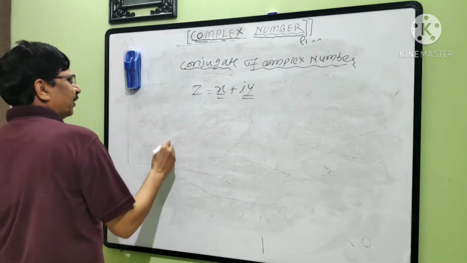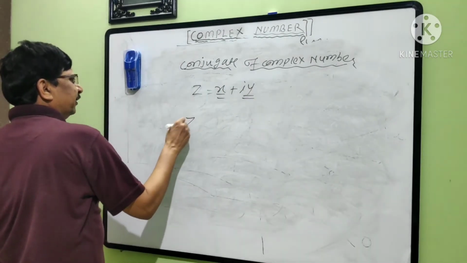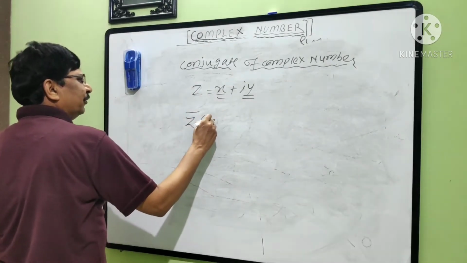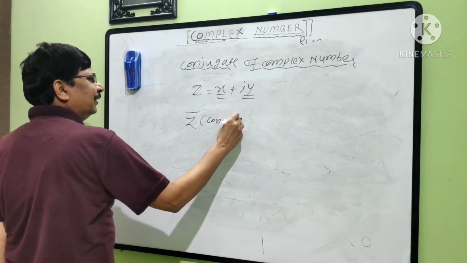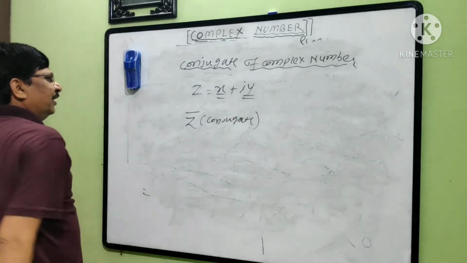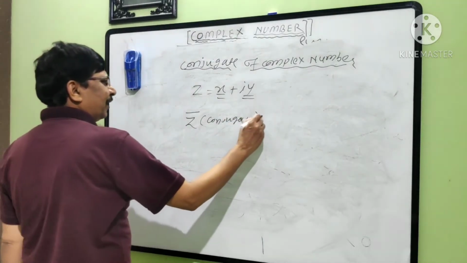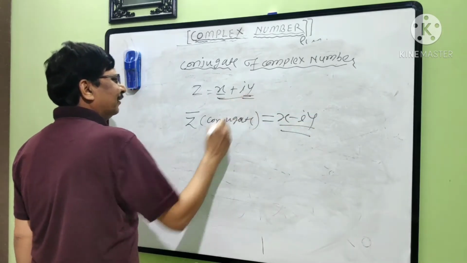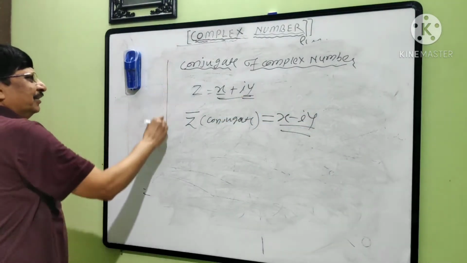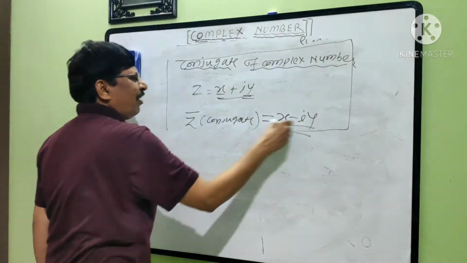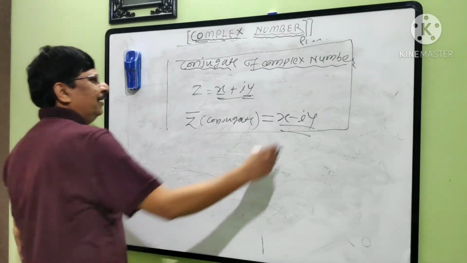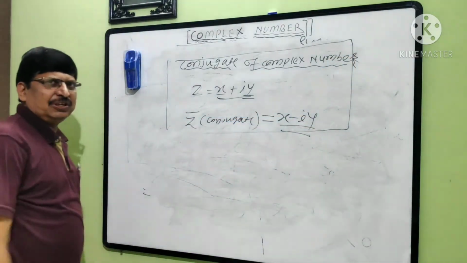The conjugate of a complex number is denoted by z bar. Suppose z is a complex number. Its conjugate is denoted by z bar, and it is x minus iy. That is the definition. Very simple definition. If x plus iy is a complex number, definitely x minus iy is its conjugate.